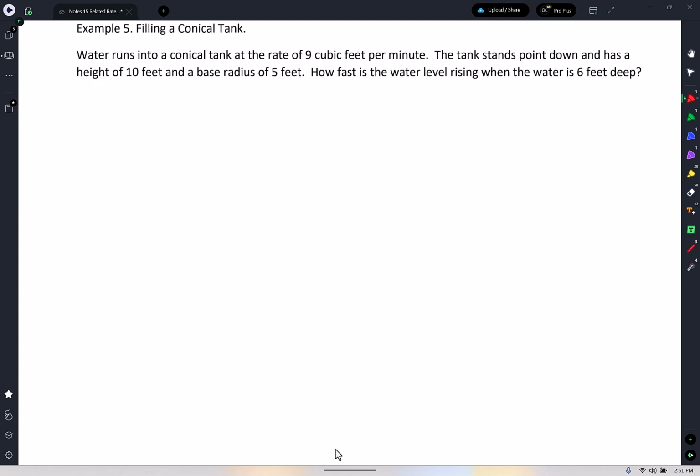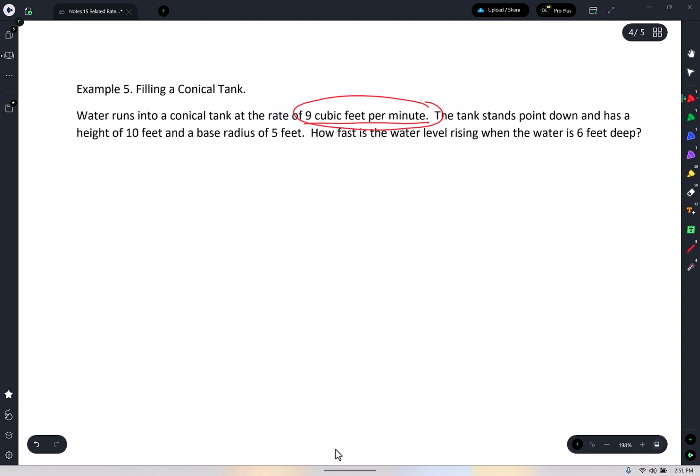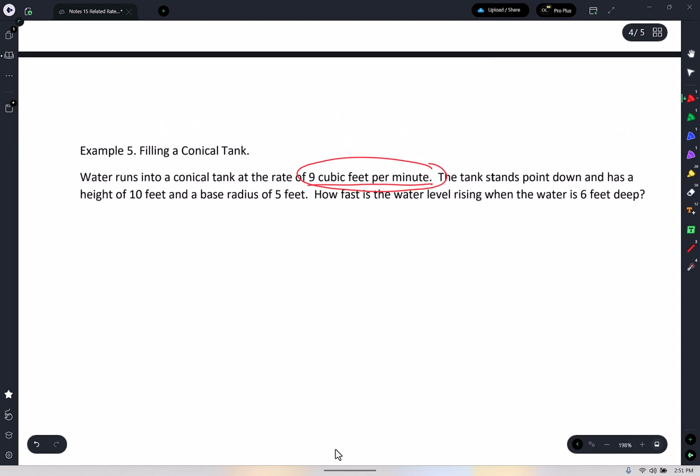Here we go, guys. Focus, focus, focus, we're almost done. Water runs into a conical tank at a rate of 9 cubic feet per minute. Tell me what this is in terms of symbols. Is it dR/dt? Is it dA/dt? Is it dV/dt? Cubic feet per minute is volume, so this is dV/dt.